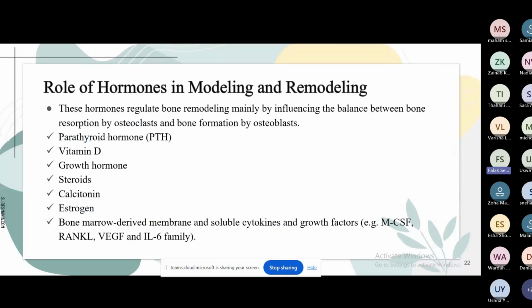Now coming to a different topic related to the modeling and remodeling of bone, we have the role of hormones. These hormones regulate bone remodeling mainly by influencing the balance between bone resorption by osteoclasts and bone formation by osteoblasts. If someone asks you what are the main important hormones responsible for modeling and remodeling, your answer is very clear. They include parathyroid hormone, vitamin D, growth hormone, steroids, calcitonin, estrogen, and there are other soluble cytokines and growth factors that ultimately affect this process.